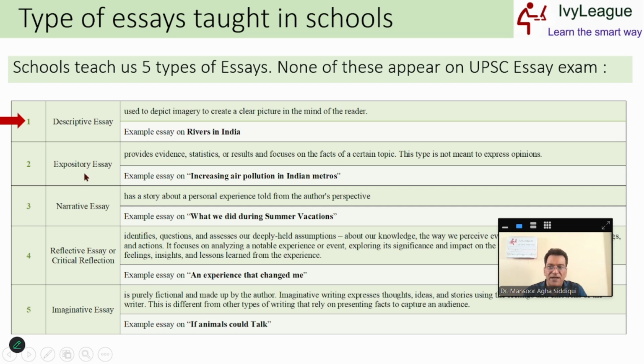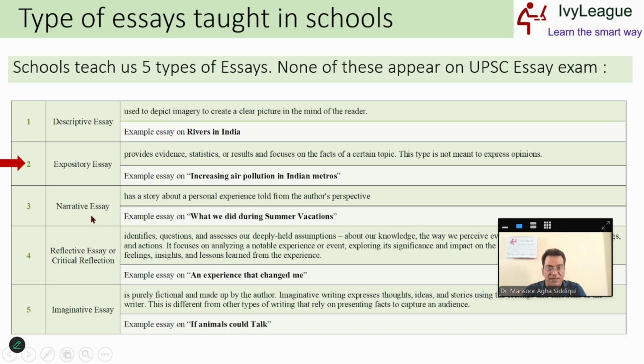Then there is a slightly different kind of essay which looks pretty similar, and that is called an expository essay. Expository essay is the one which provides a lot of evidence, a lot of proof, a lot of statistics, results, facts, figures, etc. on a certain topic. And this kind of essay is not there to express opinions. For example, if there's an essay upon increasing air pollution in Indian metros, then the purpose of this essay in the school would be only about how alarming the situation is. It should not provide solutions to the problem. It should not provide ways to decrease air pollution. So that's a clear technical rule in case of expository essays.